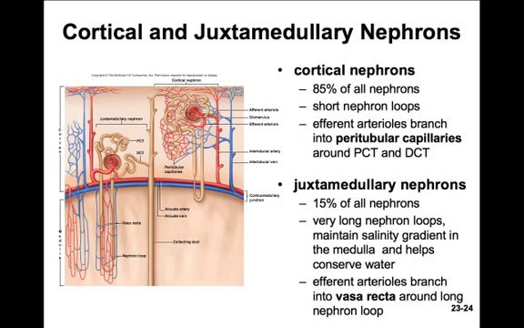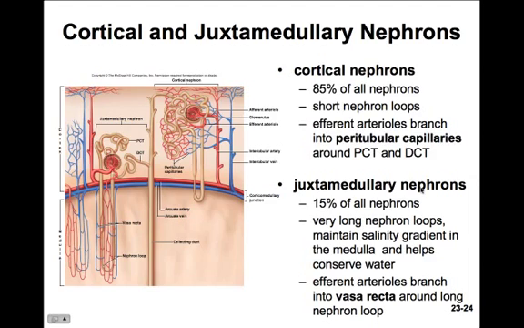Now, some of the nephrons are going to be mostly cortical, and some of them are going to pass into the medulla. Eighty-five percent of all the nephrons remain purely in the cortex, as you see here, and have very short nephron loops. The efferent arterioles, that is the blood supplying the corpuscle, branch into peritubular capillaries around the proximal convoluted tubule and the distal convoluted tubule.